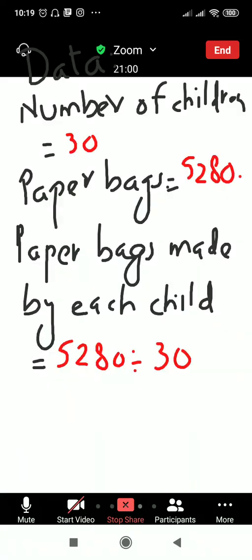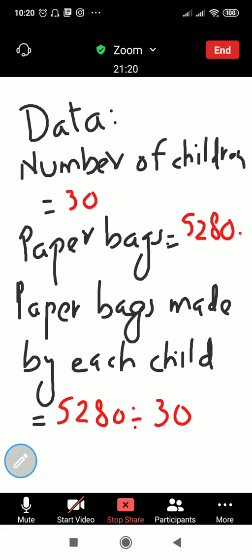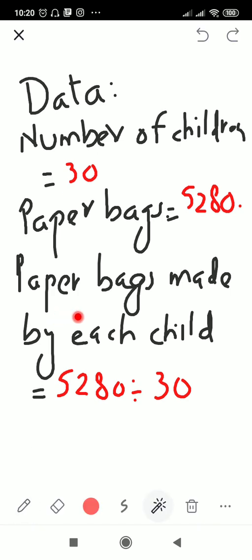Right. So the question is, there are 30 children who made paper bags. Those 5,280 paper bags were made by 30 children. And the question is, how much did each child make? Paper bags made by each child is how much. So we are to find out how much each child made, we have to divide.